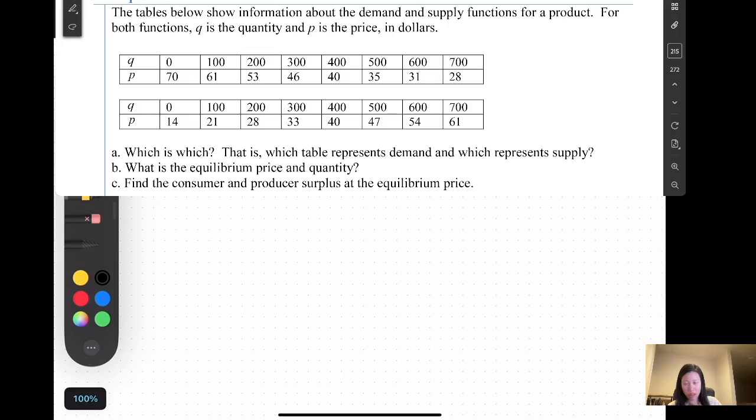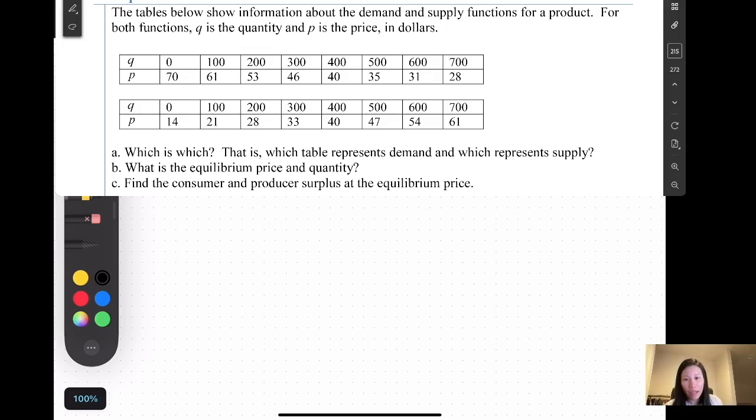When Q equals 0, 100, 200, as Q is increasing, the price is decreasing. So that means this is a decreasing function. Since the first table is a decreasing function, we know that this is going to be a demand function. In the second table, as Q increases from 0, 100, 200 to 700, the price also increases. So that means this is going to be the supply function.